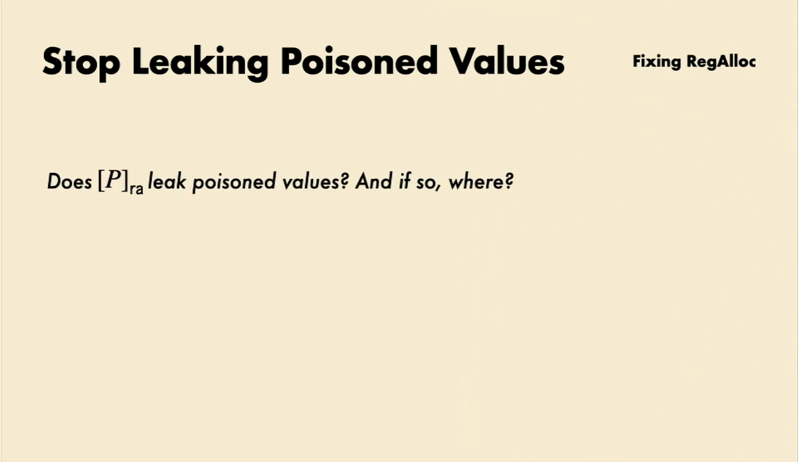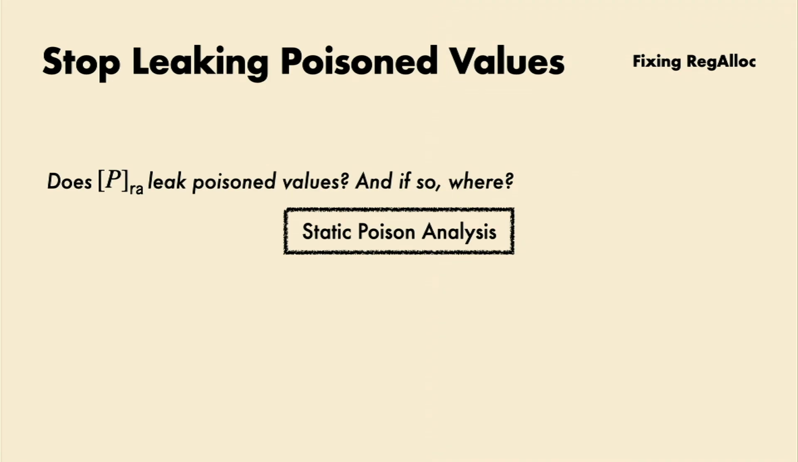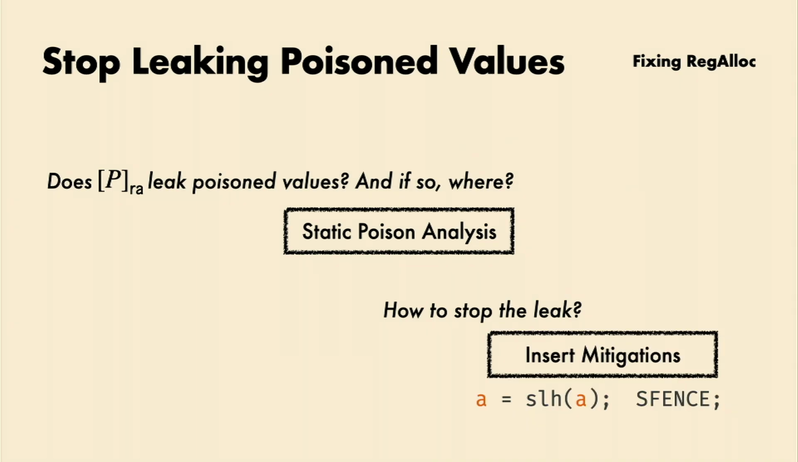And we need to answer two questions again. First question is, you give me a register allocated program. How should I know that it has poisoned leaks? And the answer to this is, we do a static poison analysis. And the second question is, how do we stop the leak? And we have the answer already, right? We insert a mitigation right before the leak, and that will ensure that this leak will be removed.